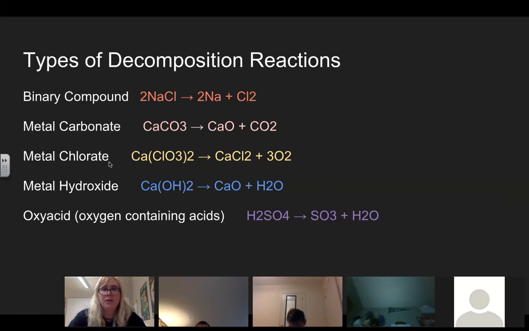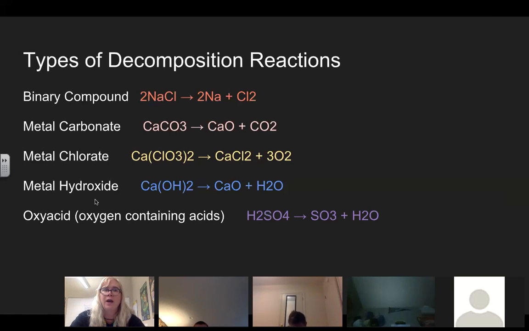Metal chlorate, right? Notice that means they have a chlorate polyatomic ion attached to the metal. You'll get calcium chloride and you'll get oxygen, right? So chlorates will release oxygen and carbonates will release carbon dioxide. Again, these are things that you can use your notes for. So have these examples, right? Again, all of these things are based on patterns. So once you start seeing the patterns, it becomes easier to recognize.